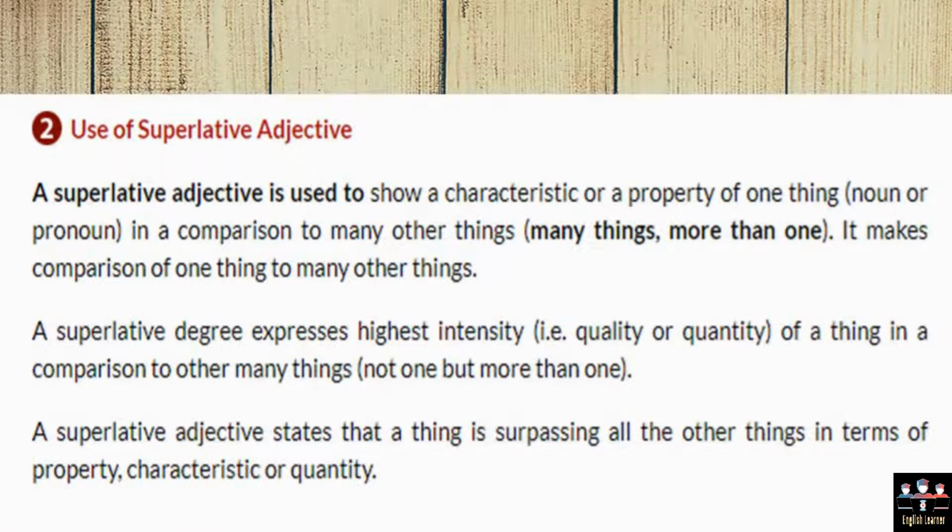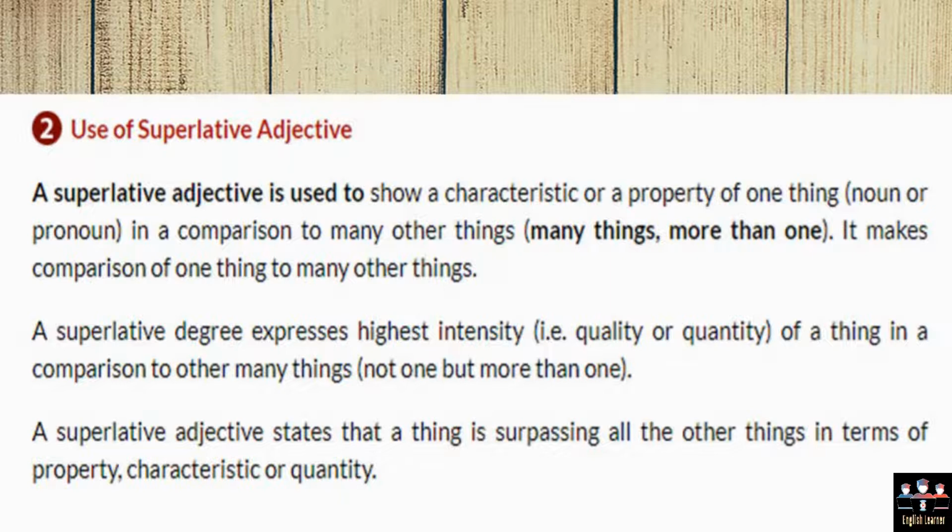Number 2, use of the superlative degree or superlative adjective. A superlative adjective is used to show a characteristic or a property of one thing, which may be a noun or a pronoun, in comparison to many other things. Many things here means more than one. As we have read earlier, in the comparative degree we compare one thing to one thing, whereas in the superlative degree we can compare one thing to the many things available. It makes a comparison of one thing to many other things.